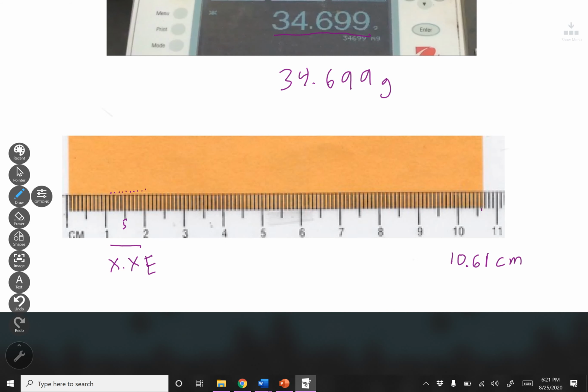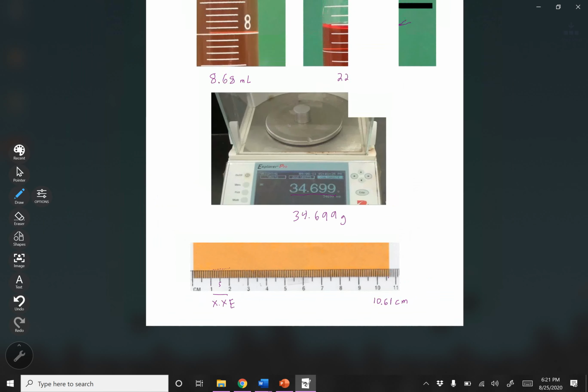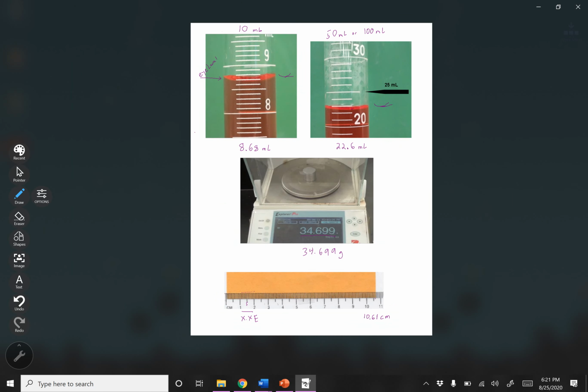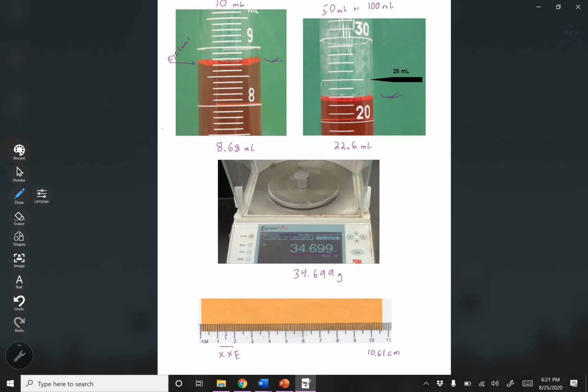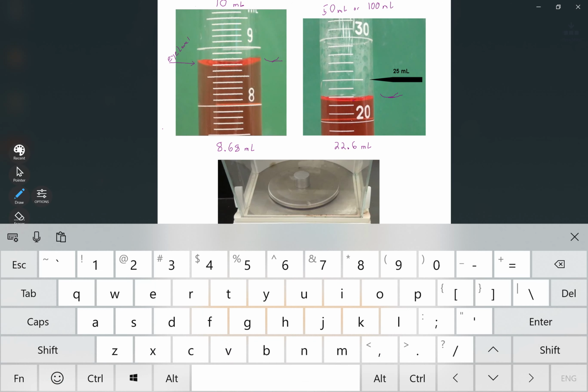Okay, so that's how to use the ruler. The balance, I think, probably was the easiest one. And then those two particular types of graduated cylinders that you'll encounter in the lab.